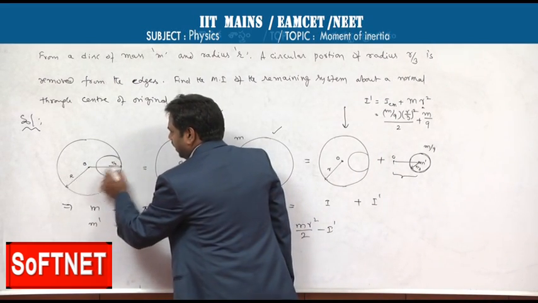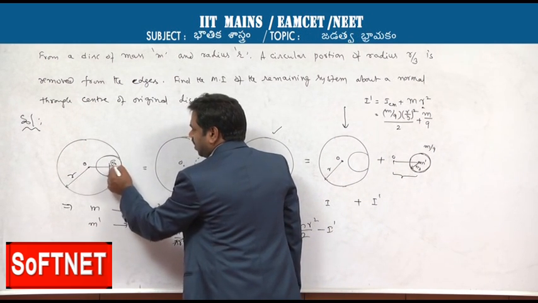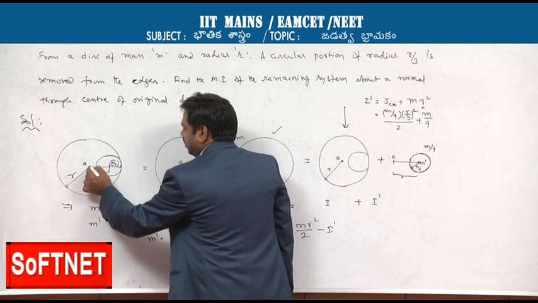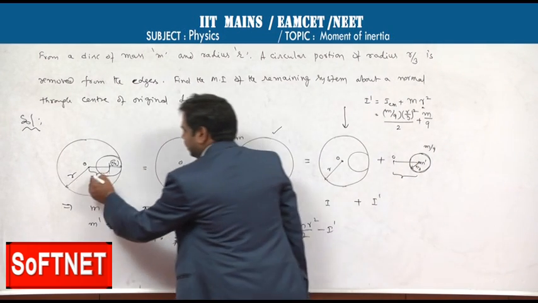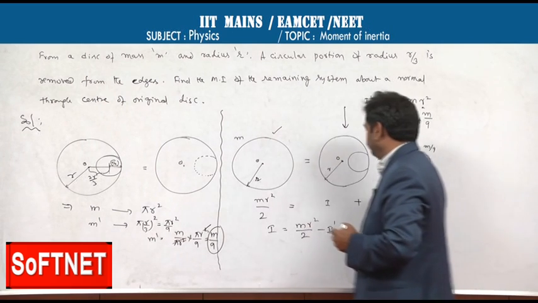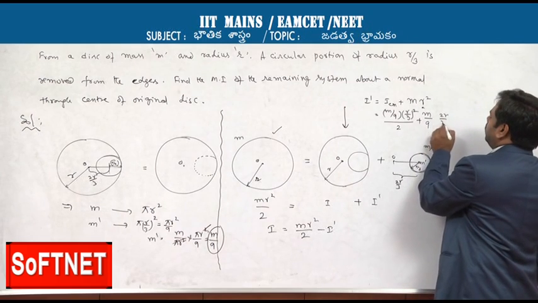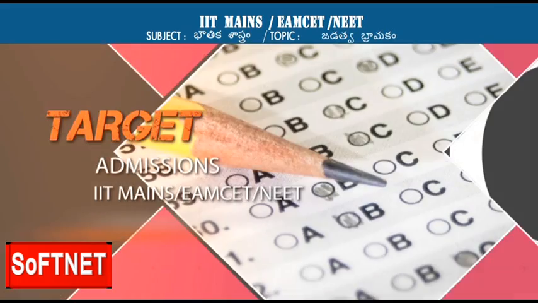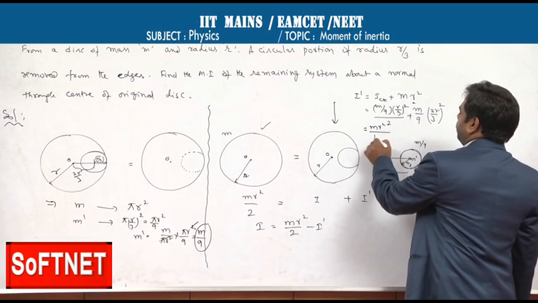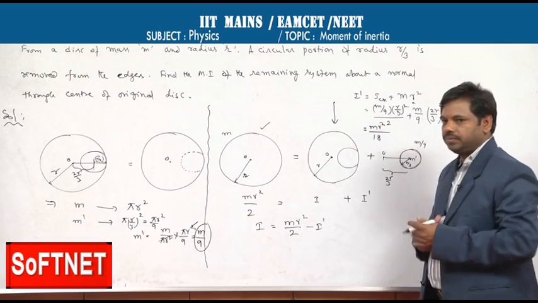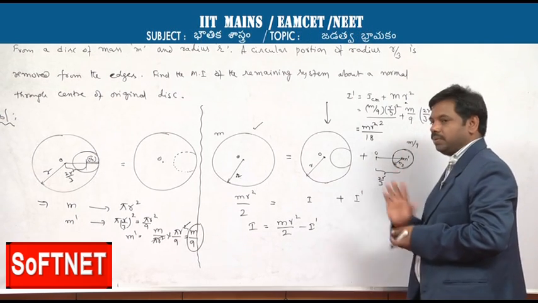The total radius is equal to small r. From the edge it is removed, so this will become r by 3. Then the distance between this center and the center of the disc will become r minus r by 3, that is equal to 2r by 3. So what I have to write here? 2r by 3 whole square. On simplification of this, you will get mr square by 18. So finally, we got the moment of inertia of this removed part about the axis O.